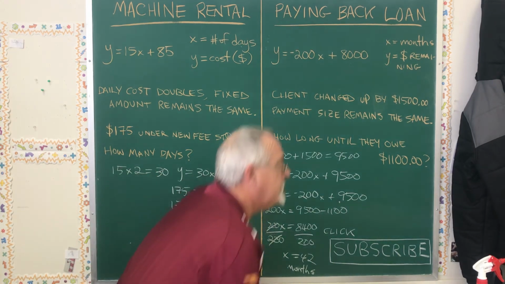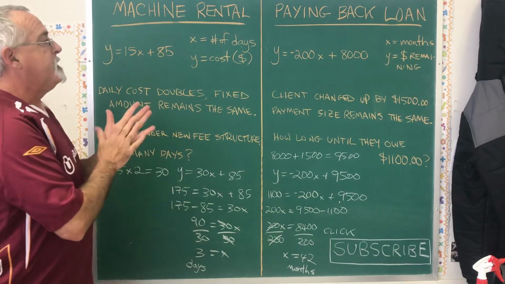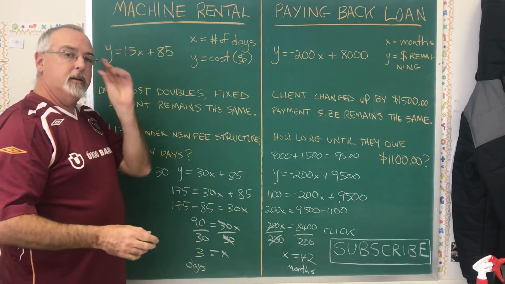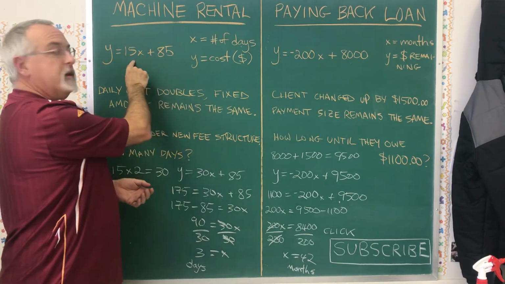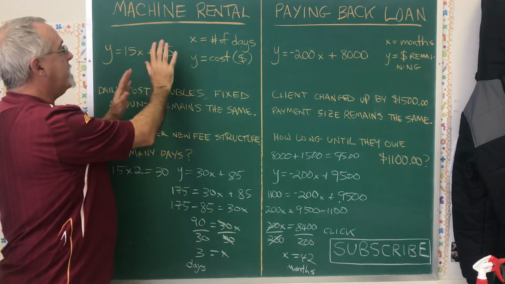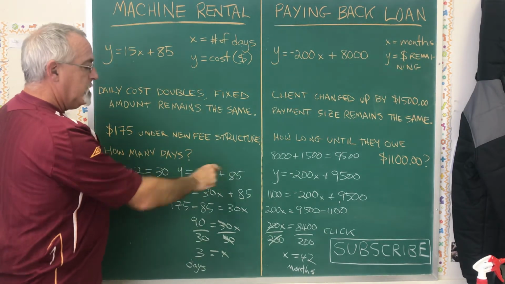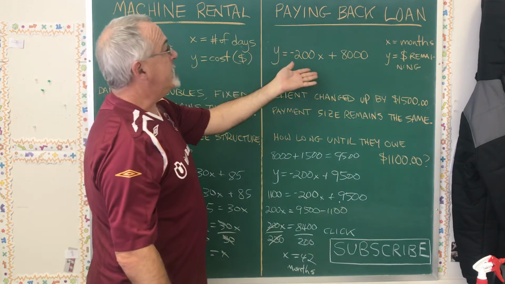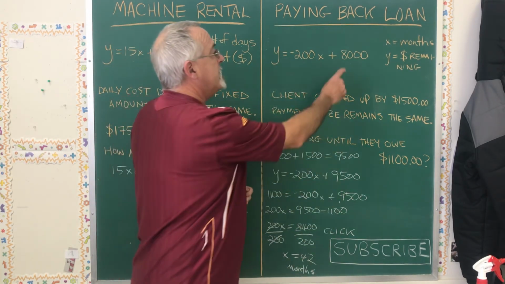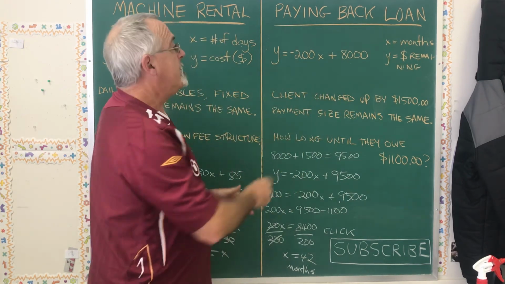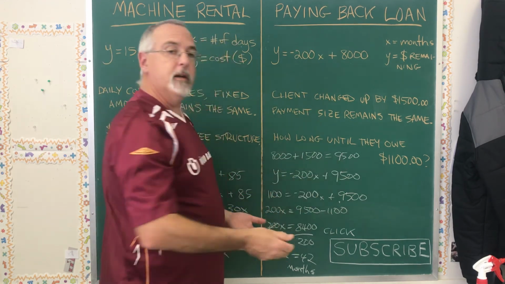So what these examples are really doing is changing either the slope or the y-intercept of the linear. In this case, we're changing the slope from 15 to 30, but we're keeping the y-intercept at 85. And then we're able to use our new equation to answer a question. In this case, we are keeping the slope at negative 200, and we're changing the y-intercept, the initial value, from 8,000 to 9,500. Then we use the new version of the equation to answer the question.